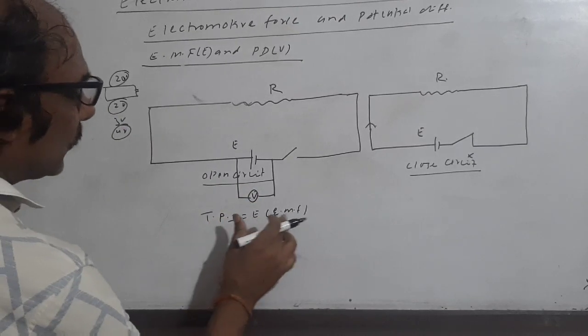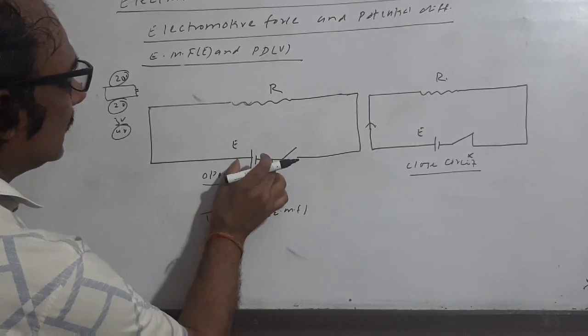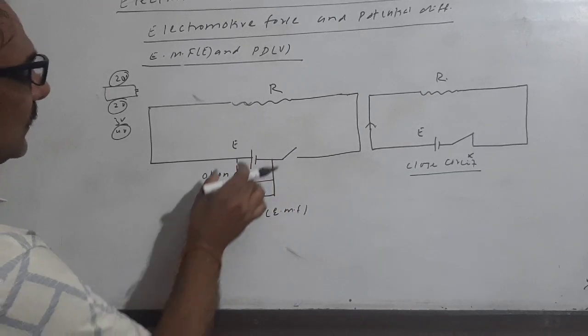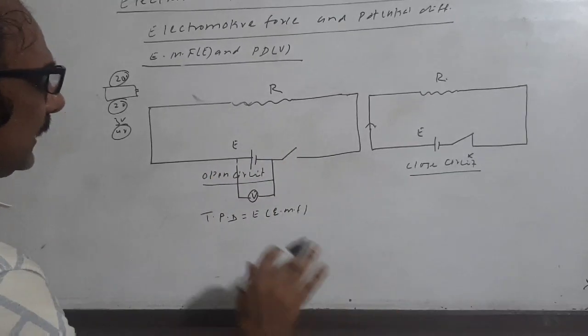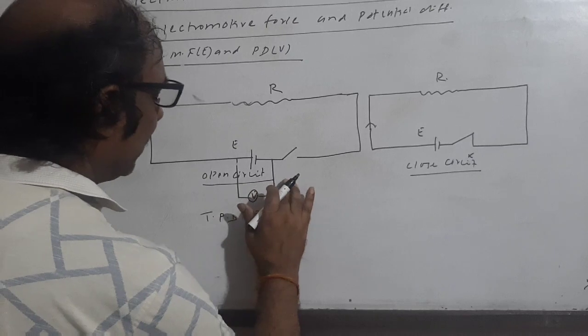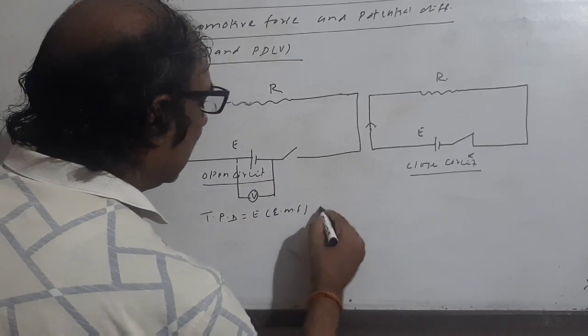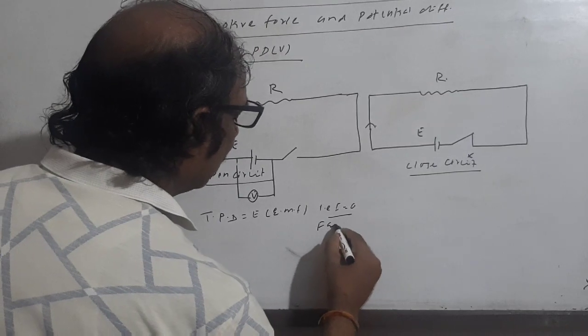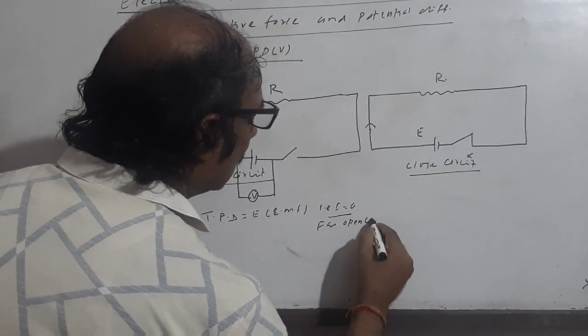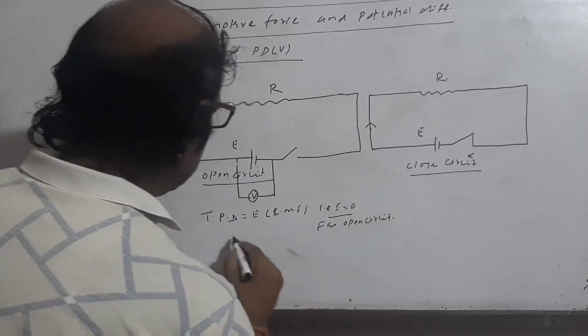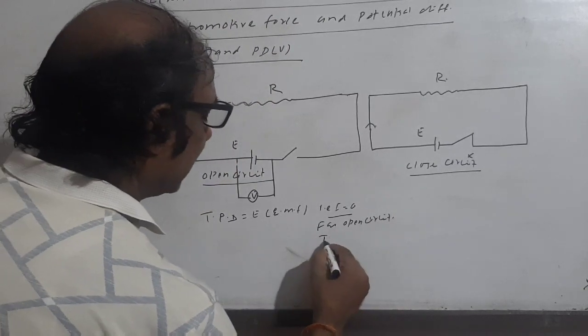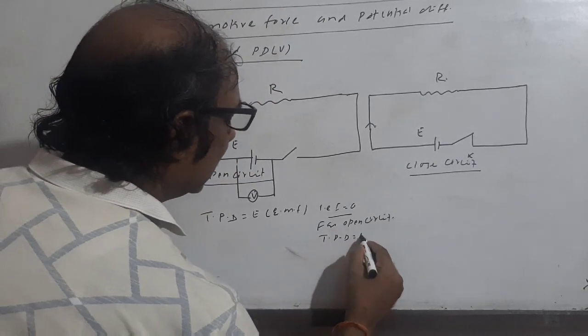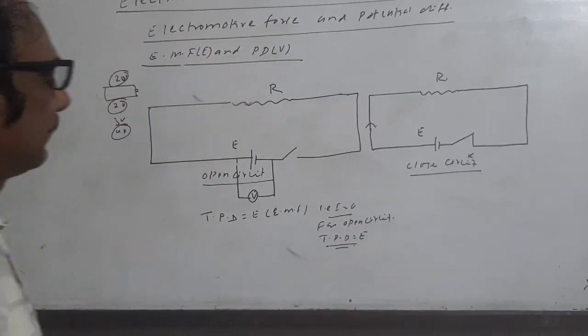So the electromotive force itself is the potential difference between the terminals of the cell when the circuit is open. If the circuit is open, no current is drawn, that is I equal to 0, so for an open circuit, the terminal potential difference is equal to the EMF.